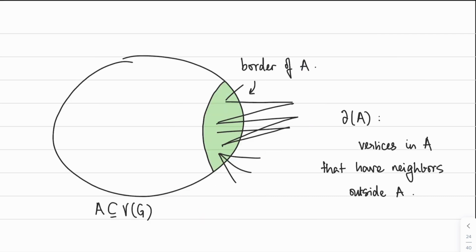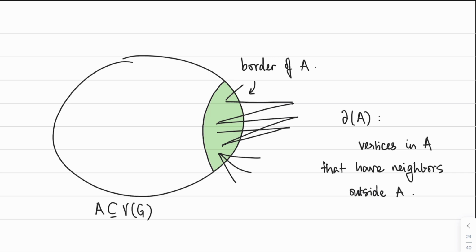Okay. Now, another useful definition is this concept of a border. So when you have a vertex subset A, the border of this subset is all the vertices that see outside the subset through edges. So every vertex in A that has a neighbor outside of A is on the border of A. Anything that's not in the border of A does not see the rest of the world. All of its neighbors are inside the set A itself.